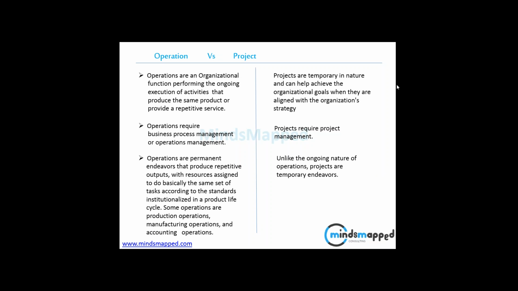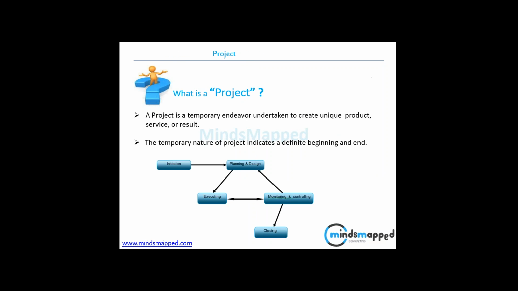Okay, so let's proceed. We have talked about what a project is. In a project, we are going to produce a unique output. A project will have a start date and an end date. That's mandatory. A project will have a typical process like initiation, planning and design, execution and validation.